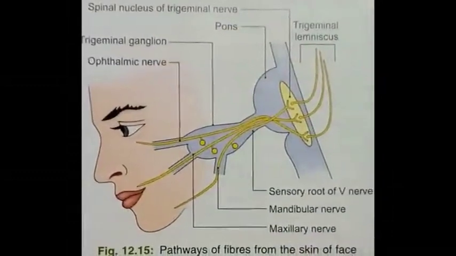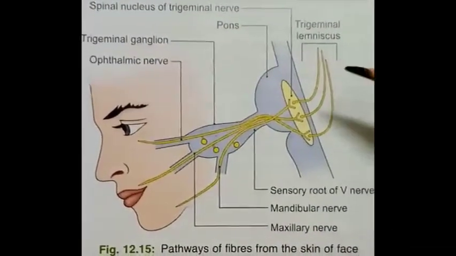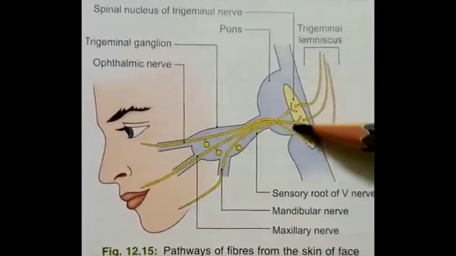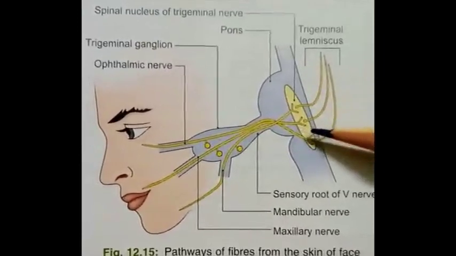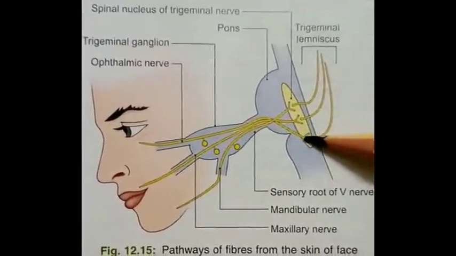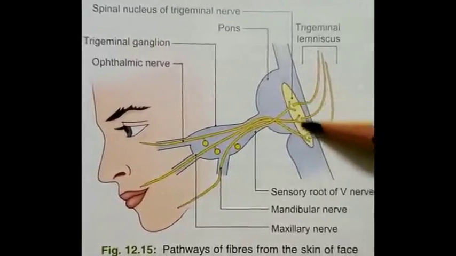Associated roots and branches. The nuclei of the trigeminal nerve lie in the pons area and some part of the upper part of the medulla oblongata also.